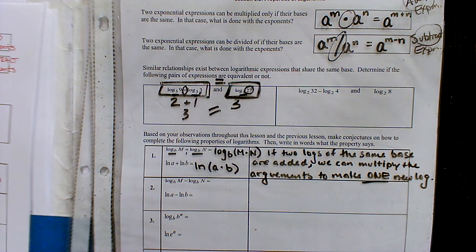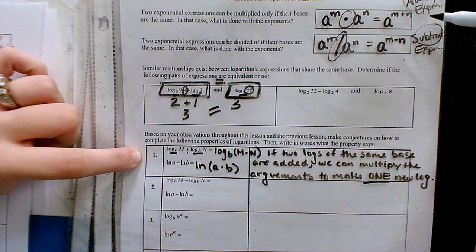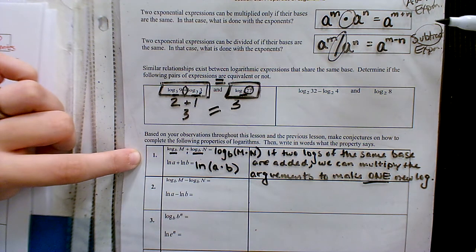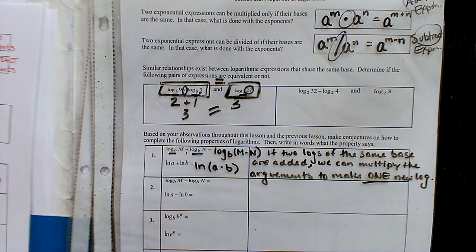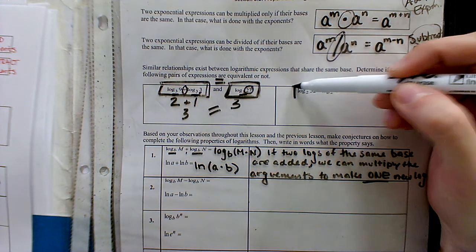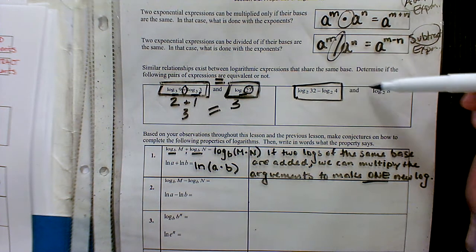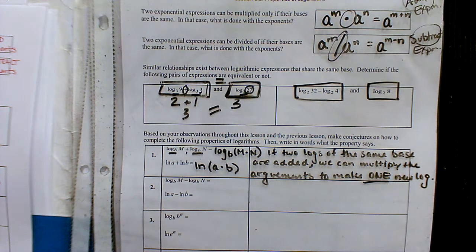You're condensing it, you're making it simpler, easier to work with. Do we see how this property of logs is kind of connected to the property of exponents, where we have that addition and multiplication being linked together? Okay, let's try the next one. Very similar. We're going to see how these 2 logs are related to this single log.